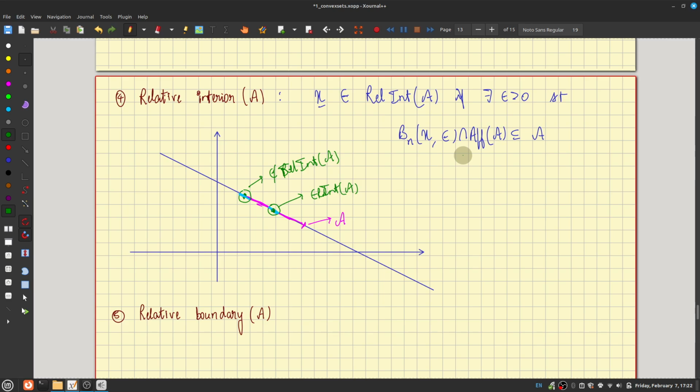No limit point can be in the relative, why not? So you take any point inside this line segment, that is also a limit point of A, right? Does that answer your question?